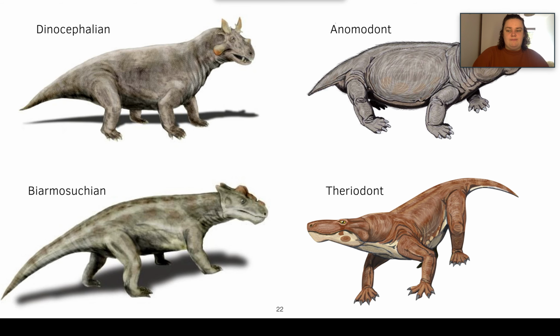So here are some examples. We have the Dinocephalian, the Anomodont, the Biarmosuchian, and the Theriodont. All kind of very similar in body morphology and presumably life.